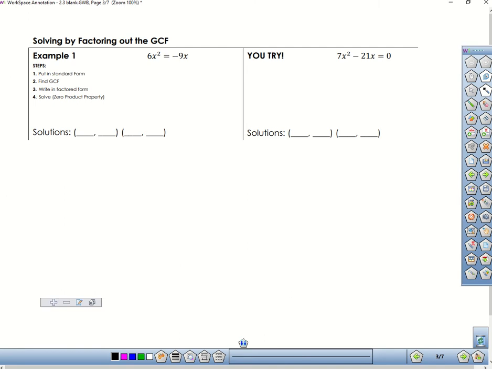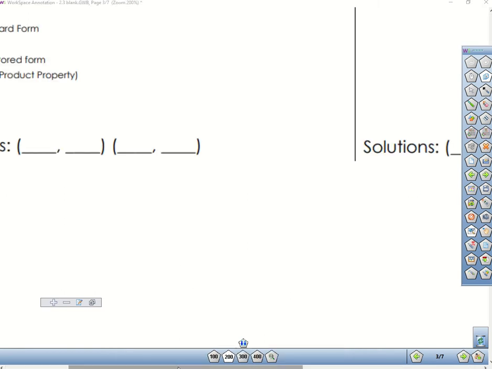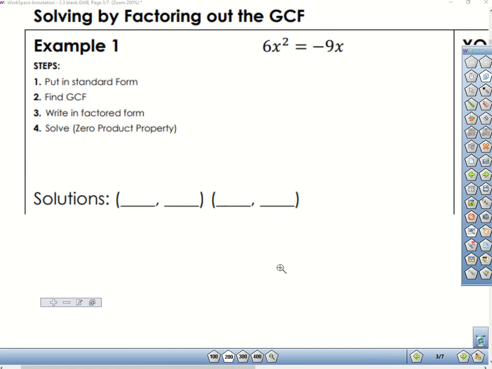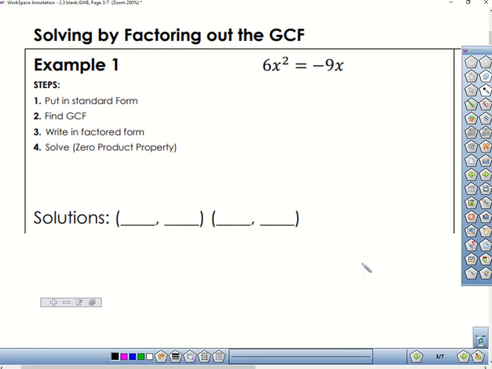So solve by factoring out the GCF. Now we're doing the same thing we were doing before, however, we're going to have to do a little bit of manipulation first. Whenever you want to solve by factoring out a GCF, you need to get all the terms to one side of the equation.